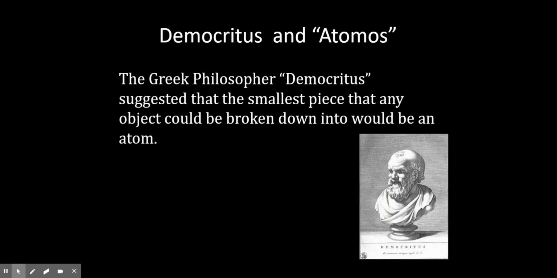Our model of the atom starts out with Democritus, who's a Greek philosopher from thousands of years ago. He suggested that if he had an object, say a piece of paper, and he kept tearing it in half over and over and over again, eventually he would reach a smallest piece that he could not divide anymore. This idea of being indivisible is called atomos in Greek, and that's where we originally get the word atom. Now, this was more of a philosophical idea than an actual scientific idea for most of human history, really right up until the late 18th century.